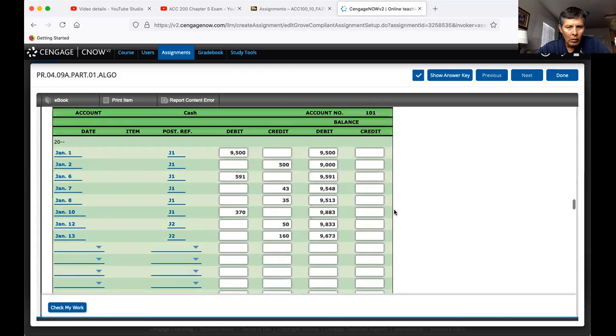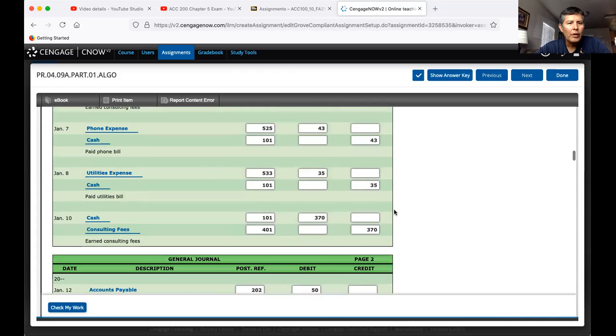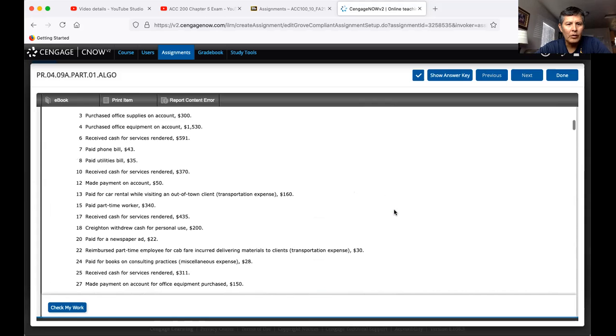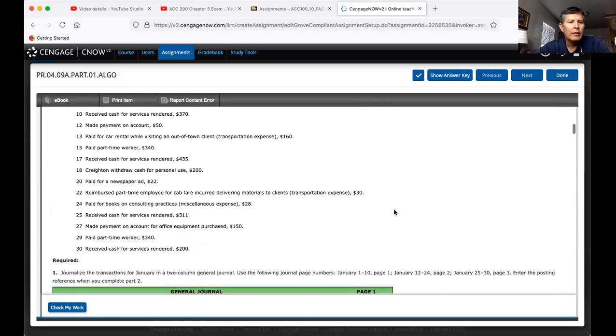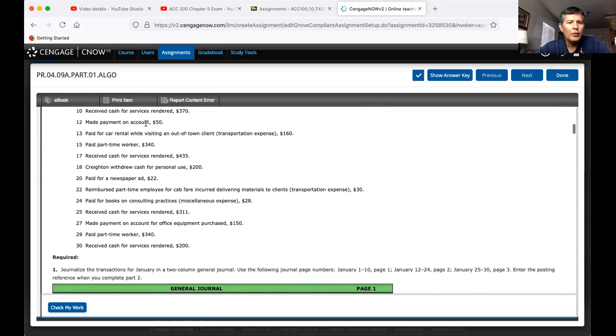Okay. Went back up to our transaction list. See, this is time consuming even for me. Okay, it says made payment on account of $50. So we made a payment on our account payable, $50 again. Oh, wait.